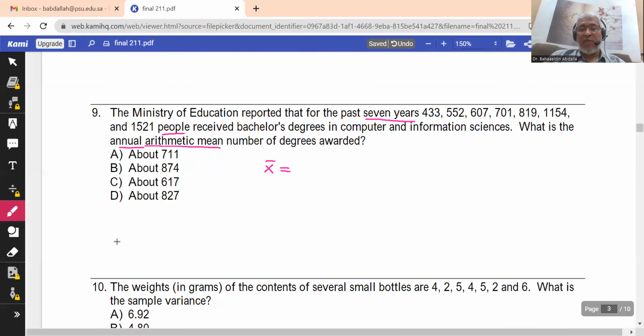So to find X bar, you just add 433 plus 552, and so on, all the numbers up to 521, and you divide by 7 because there are 7 numbers. And if you use the calculator, you will find that the answer is about 8 to 7. It would be 8 to 6 point something, 0.7. So it would be 8 to 7.